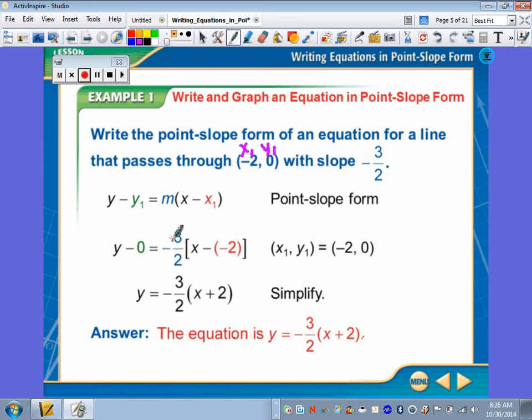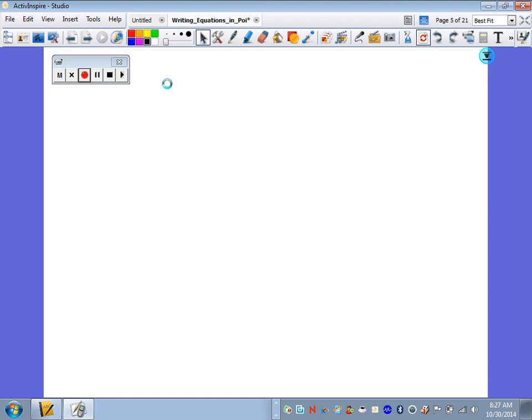You don't substitute in for x and y. Those are your fixed variables; they don't change. And see, they wrote that here. They replaced y sub 1 with 0 and x sub 1 with -2, but we notice that x minus -2 is the same thing as x plus 2. Then y minus 0 is just y, so you just simplify it and it's done. That really is all there is to it, okay? So I'm going to clear that. We're going to go on.